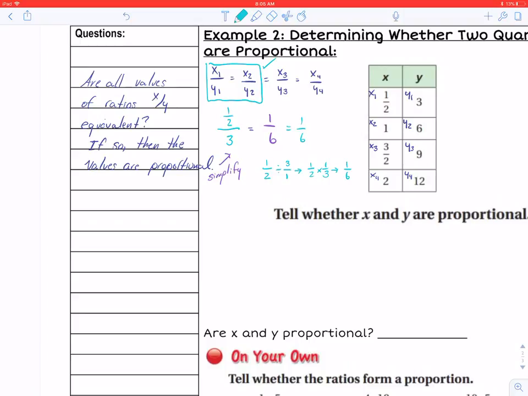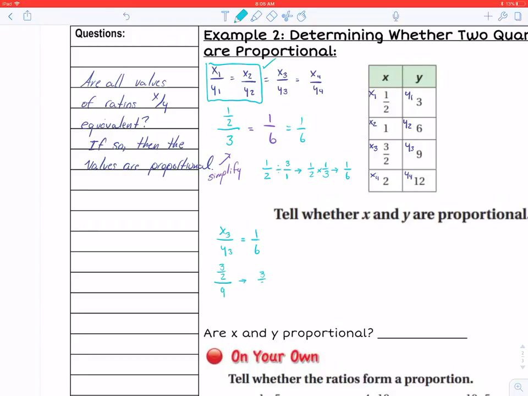Now, if you have not done that so far, let's go ahead and check out the value of x3 over y3 and determine if that value is proportional to 1 over 6, or what we determined was the simplest form of the first two ratios. Now, x3 over y3 is 3 over 2, a fraction, over 9. And we needed to determine, is that, when we simplify it, equal to 1 over 6? Let's go ahead and do that.